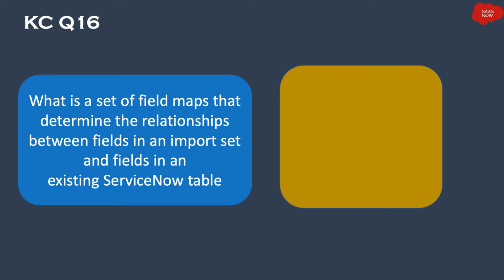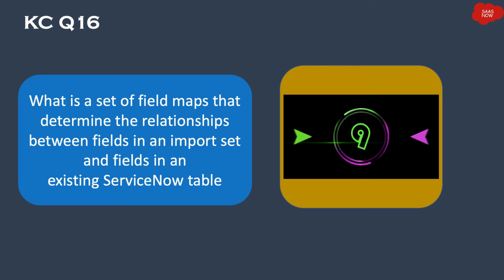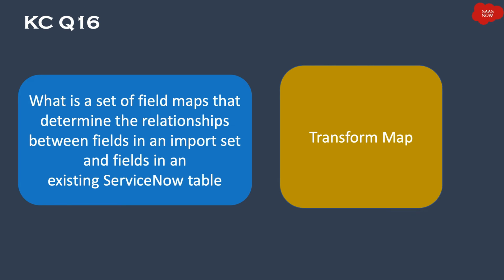Question number 16. What is a set of field maps that determine the relationships between fields in an import set and fields in an existing ServiceNow table? Your time starts now. And the answer is transform map.